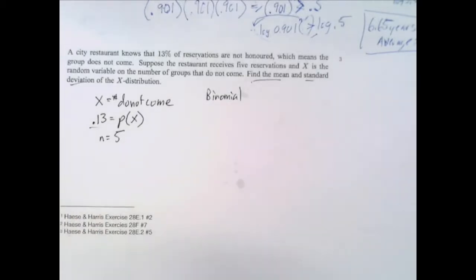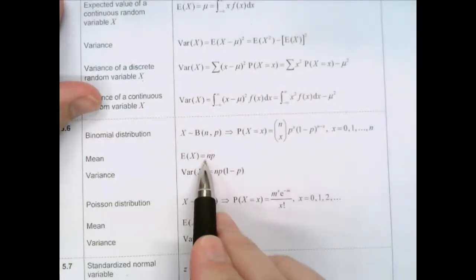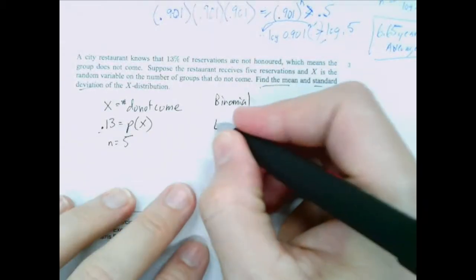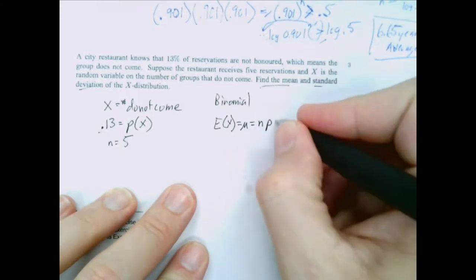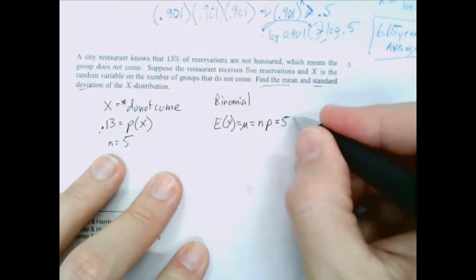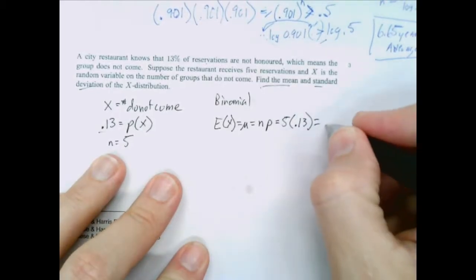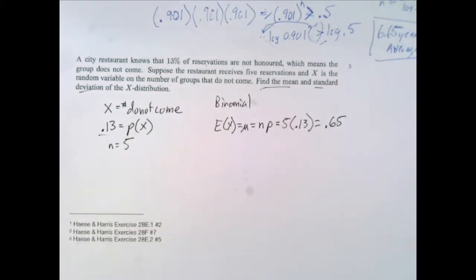Well, the mean, remember, if you think about your formula packet, the mean for a binomial distribution is simply NP. Okay, so we're going to do that. So we're going to say expected value, which is equal to the mean, is NP, which is just going to be 5 trials times 0.13. So therefore, the expected value is 0.65. So a little more than half the time, one of those 5 will not show up.